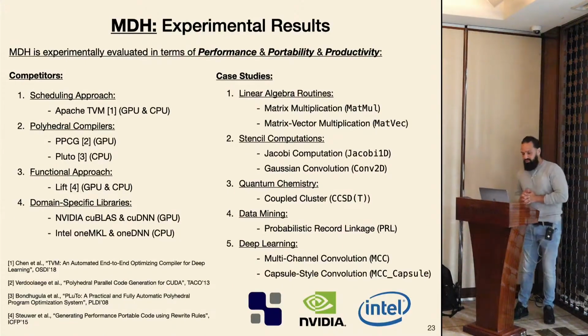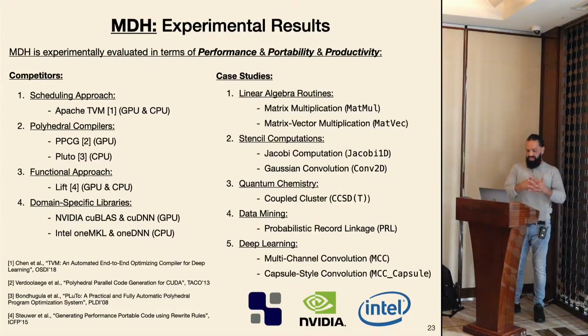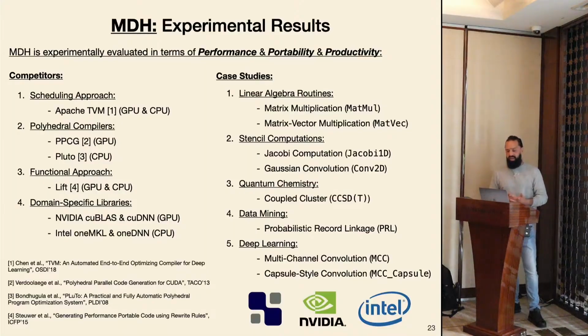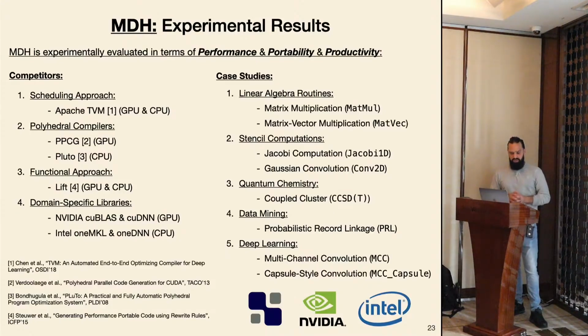So now regarding experimental results. We try to experimentally evaluate MDH in terms of performance, portability, and also productivity. For this, we compare against the best available solutions to us right now, which are, for example, from the class of scheduling-based approaches, Apache TVM, which works for GPU and CPU. It's a very well-performing and decent competitor, and it actually was even recently acquired by NVIDIA. Then we compared to two polyhedral compilers, PPCG for GPU and Pluto for CPU. From the class of functional approaches, we compared to the Lift approach, which works for GPU and CPU.